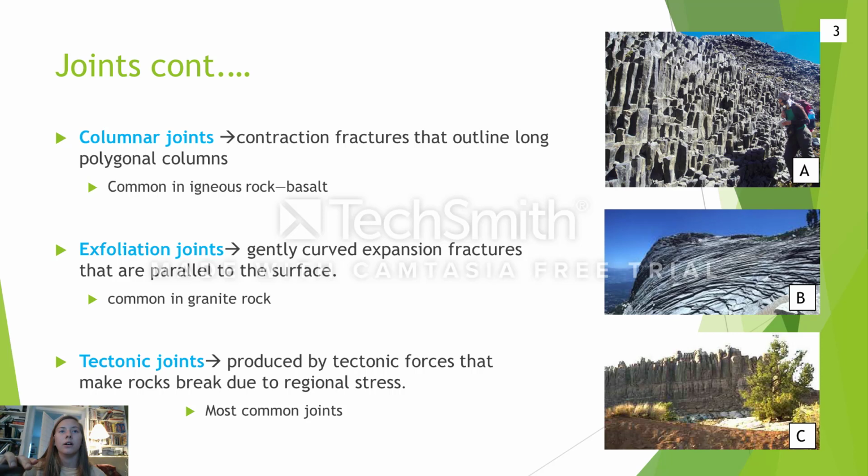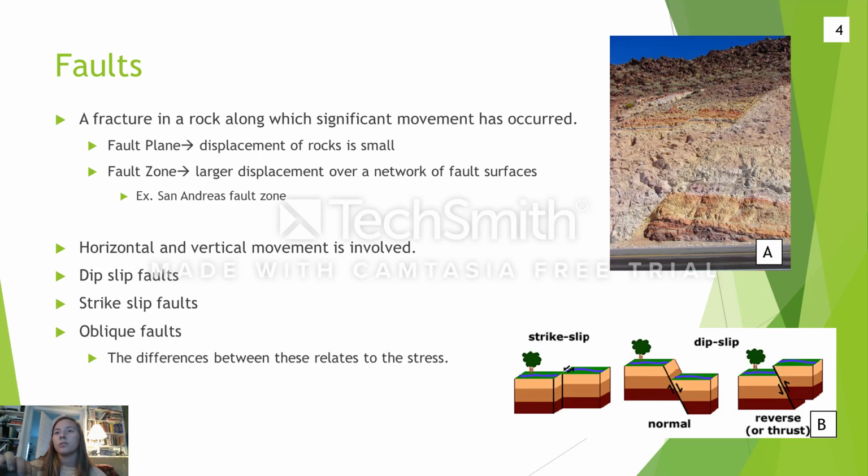So moving on, those are most of the common types of joints that you will find, but now we're going to move into faults. Faults are another type of fracture. Faults are fractures in the rock where movement takes place, so different from joints where no movement's taking place. There are a few different types of faults. First off, we have dip-slip faults, strike-slip faults, and oblique faults. These are all separated by the types of movement that they have.